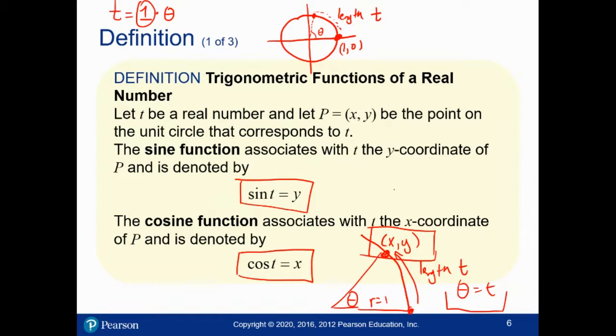Specifically, in the unit circle, you start from the point 1, 0, you mark off an angle of theta, or you mark off an arc length of t, but they'll be the same number. Whatever the x-coordinate is, that's your cosine, and whatever your y-coordinate is, that's the sine. So go around the circle, starting from the rightmost point, going in the counterclockwise direction, and your x and y coordinates respectively tell you your cosine and sine of the angle or arc length.